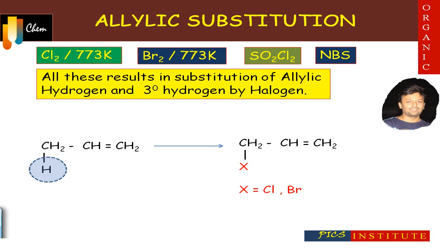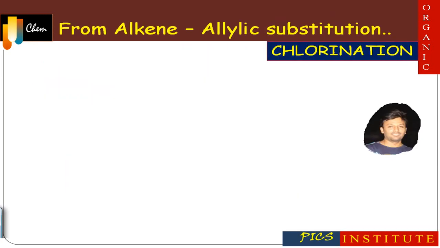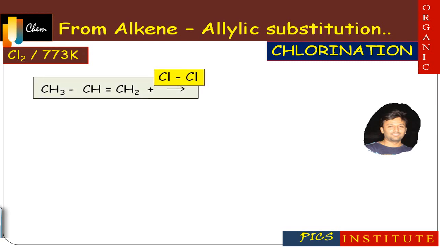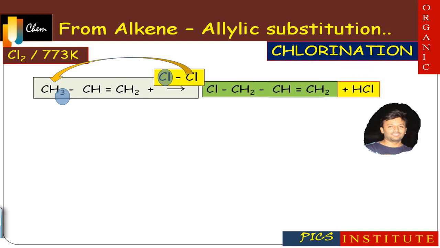So let's understand their reactions one by one. First of all, chlorination. Cl2 at 773 Kelvin, reaction takes place as allylic hydrogen from alkene and halogen from Cl2 separates as HCl. The remaining halogen occupies the position of allylic hydrogen to give allyl chloride.